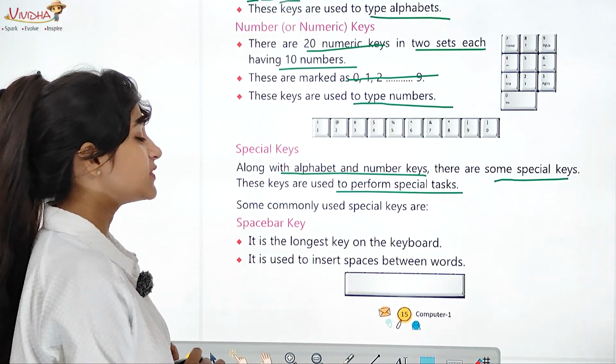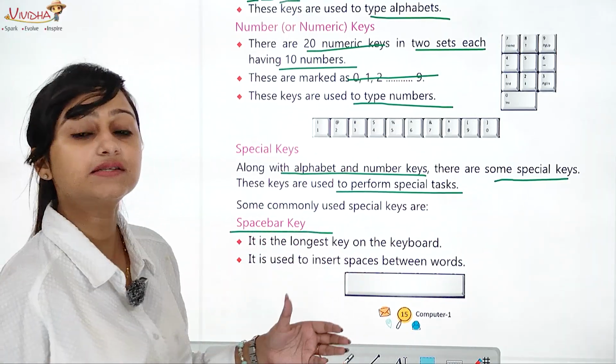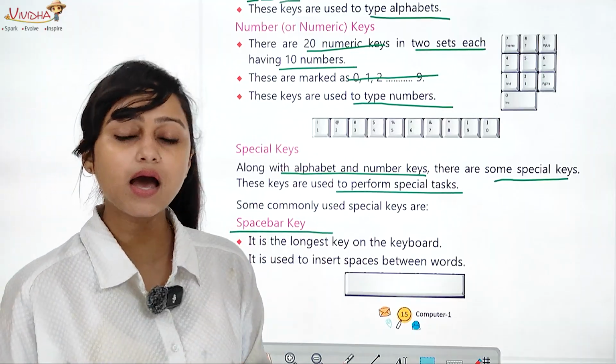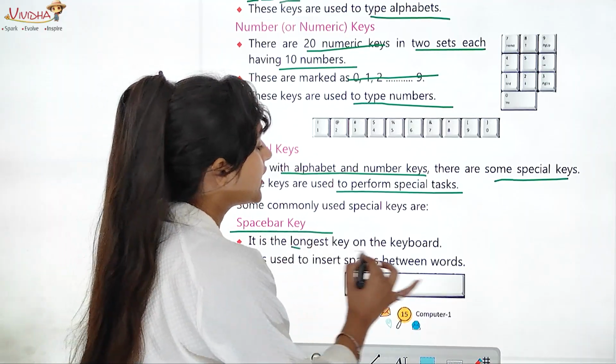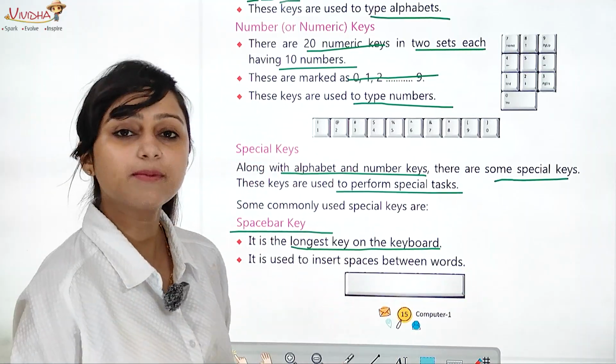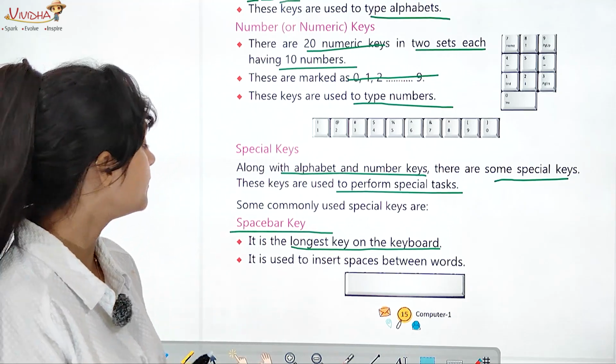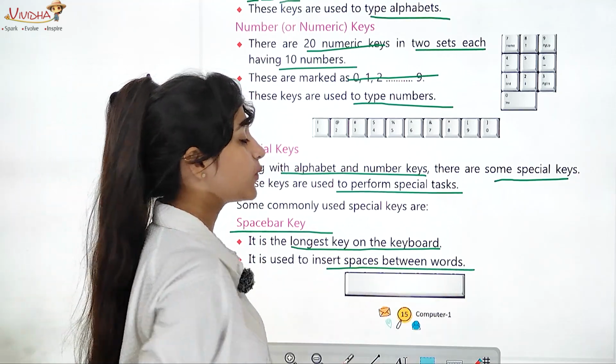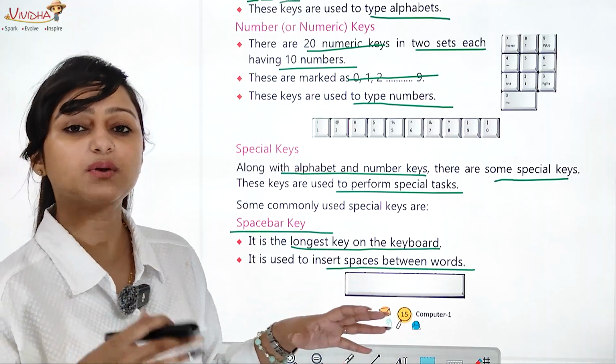Some commonly used special keys are like the space bar key. This is a special key used for giving the space. It is the longest key on your keyboard. It is used to insert spaces between words.